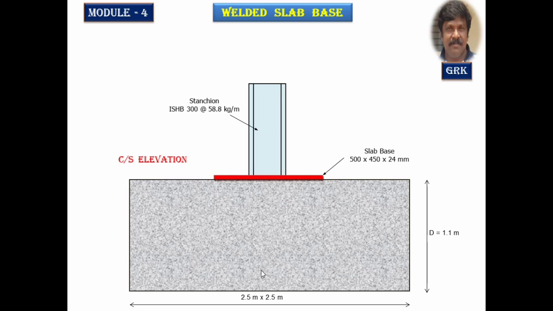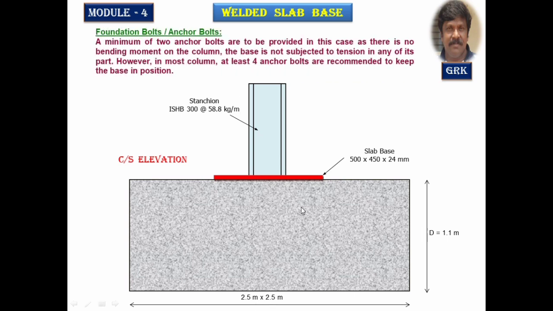Now this is the cross section elevation. The column section, the base plate, the concrete block of 2.5 by 2.5. We will provide the anchor bolts here. As we are not designing, since it is subjected to only axial load and no moment, a minimum of 2 anchor bolts could be given, but in our case we are showing 4 anchor bolts provided at all the 4 corners. These are the anchor bolts. Even this could be designed.